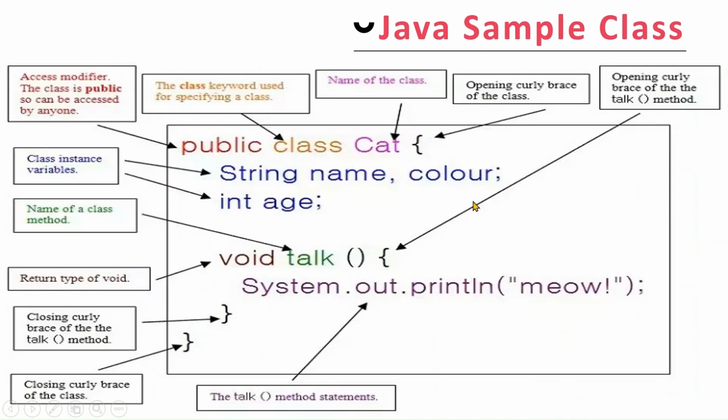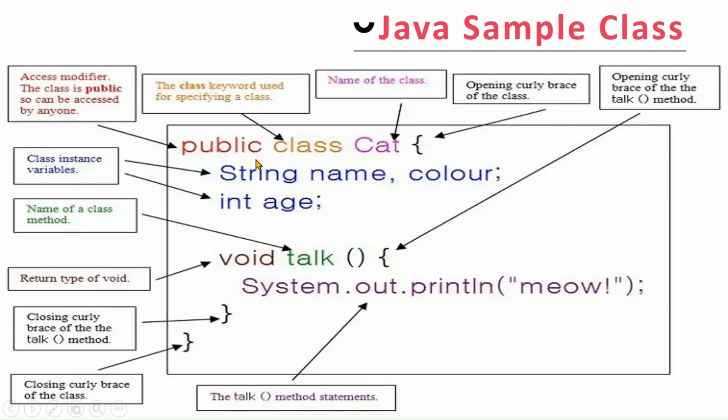Now this is a sample class, like public class Cat. This is the class name, that's the name of the class. This is the keyword to define a class in Java, and public is nothing but the access modifier. This class is public, so it can be accessed by anyone. Within a class, within a package or outside the package, another class can call this class. So that's why we are giving it as public.